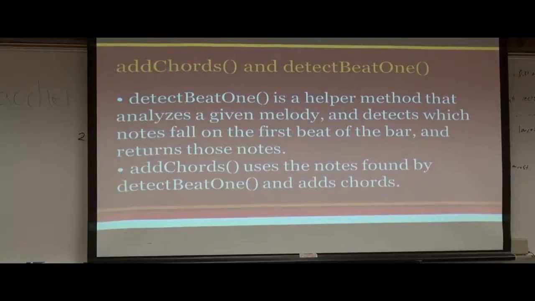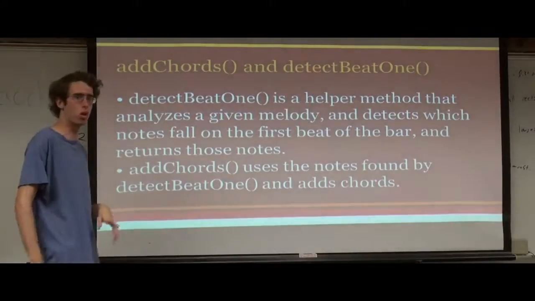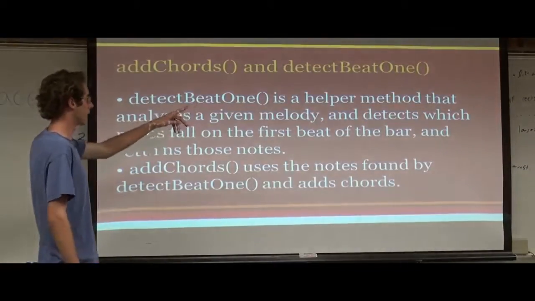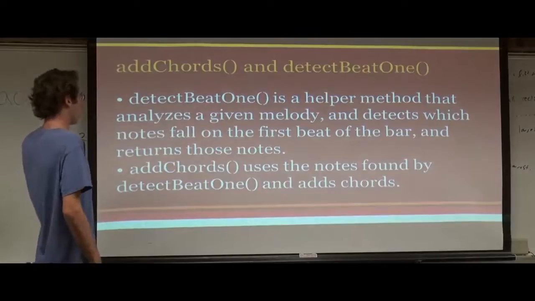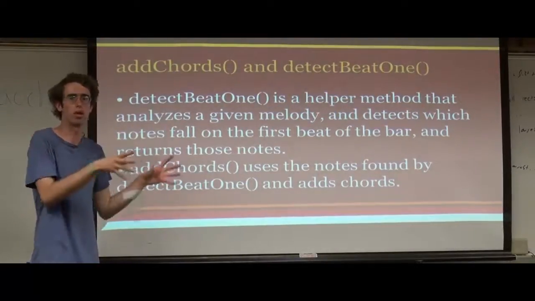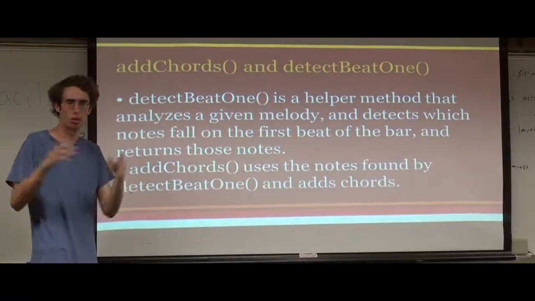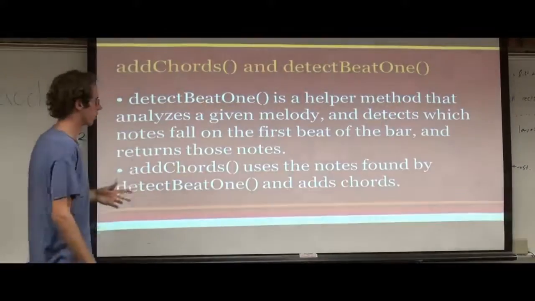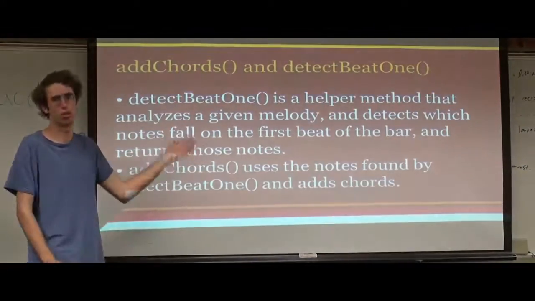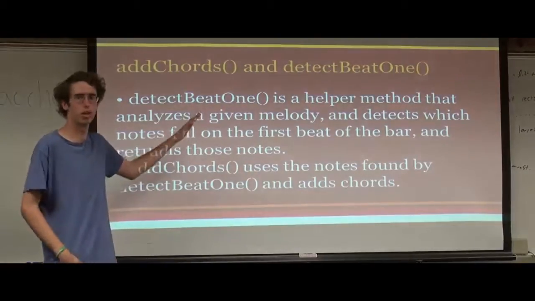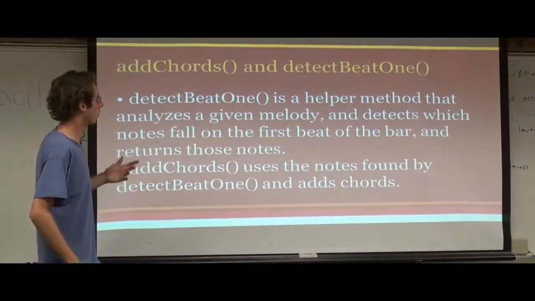All right, and so our other method that we used to alter the melodies was addChords, and then we have a helper method, detectBeatOne. When we originally wanted to add chords to melodies, we thought about what notes would want to be emphasized. And generally in music, it's the first beat or the third beat, depending on your time signature. But we decided to stick with just the very first beat of the melody.